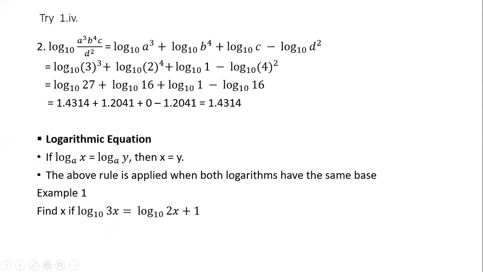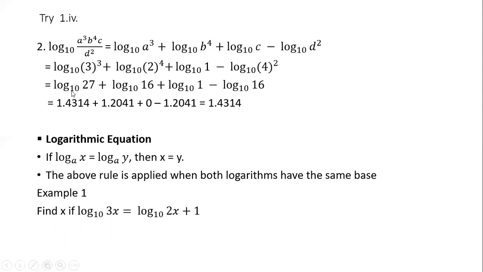Because we know A, we know B, we know C, we know D, we can do the substitution before even applying the power law, or we can even move straight without applying the power law. So let's do our substitution. Now A is 3 here, B is 2 here, C is 1, and D is 4. So by substituting them into this expansion, this is what we're going to have.